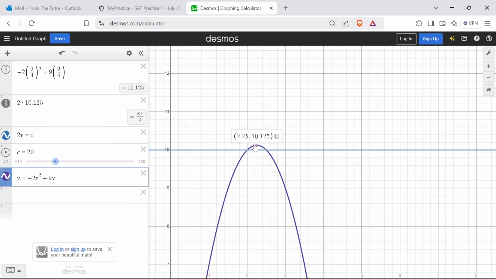I look at the vertex, it's 10.125. That's 2y equals 10.125. 2y equals c, and y equals c over 2. C over 2 is 10.125. And so I have to do 10.125 times 2 to get 20.25, because I don't want 2y, I want y. So there it is, 20.25.